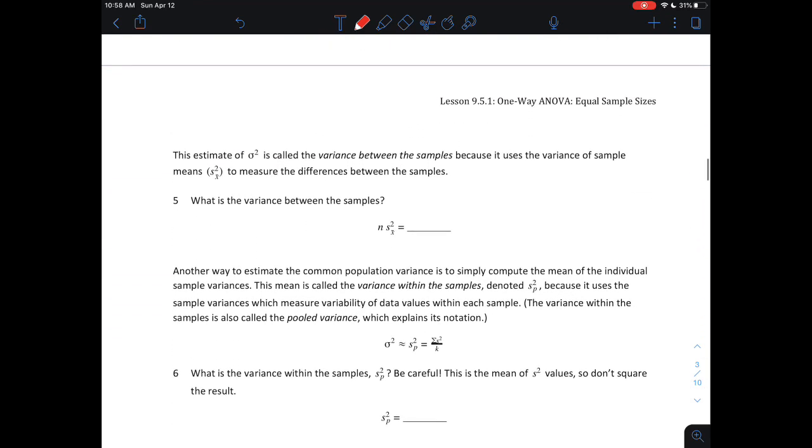The estimate of sigma squared is called the variance between the samples, because it uses the variance of sample means, s sub x bar squared, to measure the differences between the samples. So number 5, what is the variance between the samples? So we need to figure out this calculation. N, remember, is 7, and then s sub x bar squared. That means we need to look at the variance of our sample means.